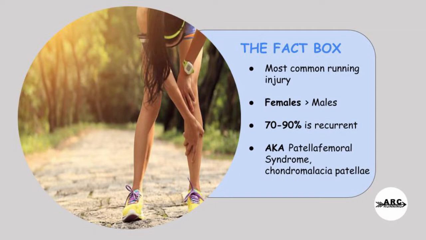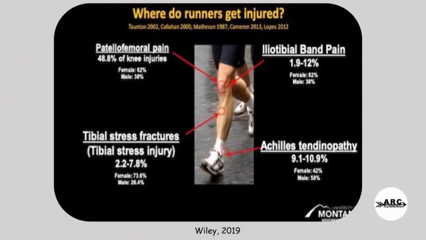And you may hear of runner's knee. There are different names for it. Patellofemoral syndrome is a very common name for it, and a lesser common name is chondromalacia patellae. This is a nice little schematic of the common running injuries that we see. Other common ones like IT band syndrome, Achilles tendinopathy, and even tibial stress fracture are there. But just to point out, runner's knee is by far the most common injury that we see.